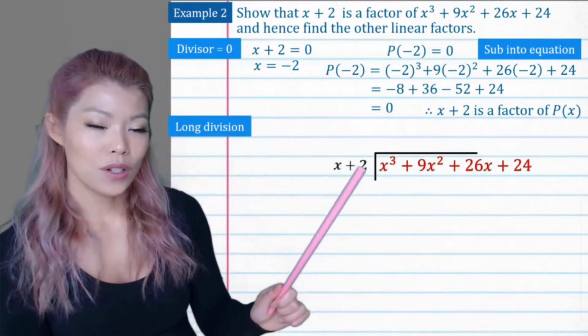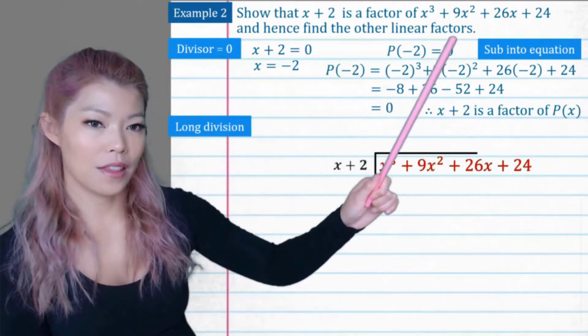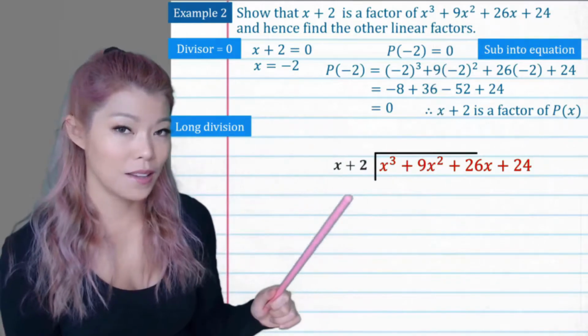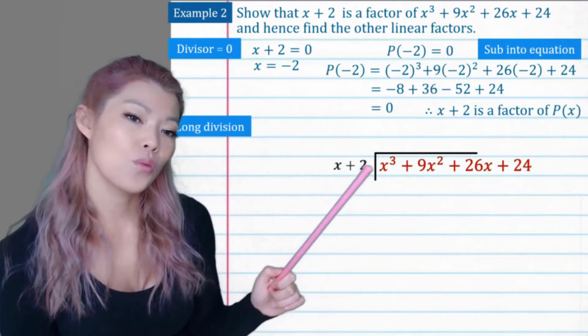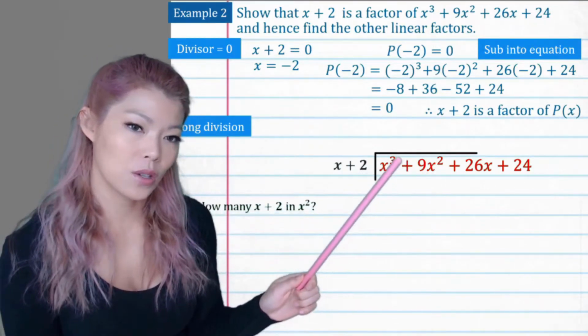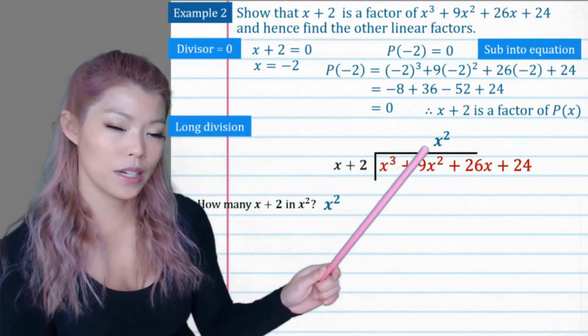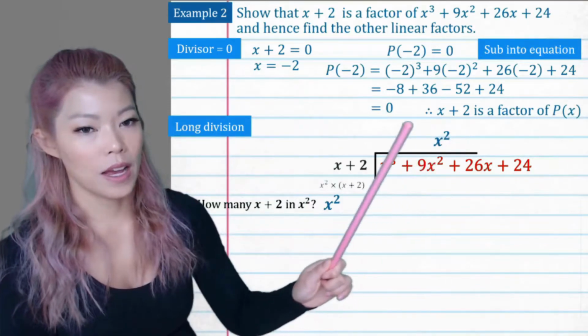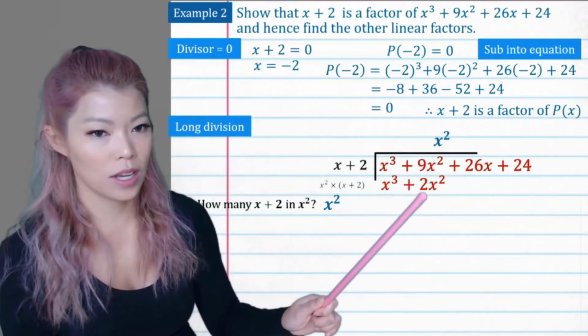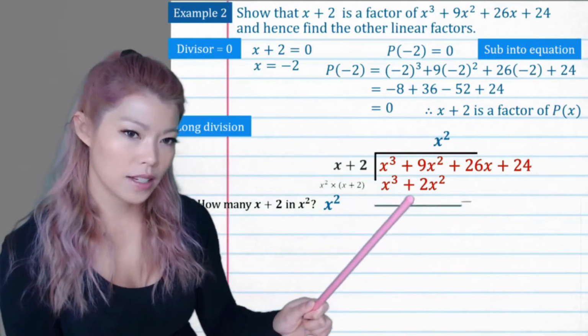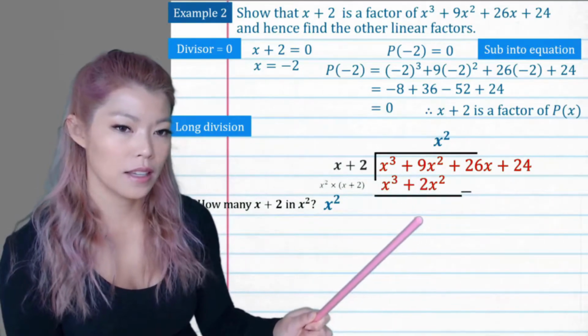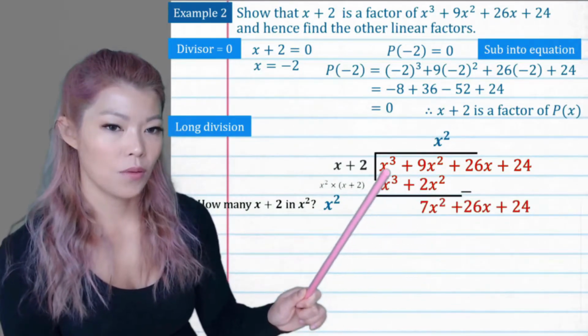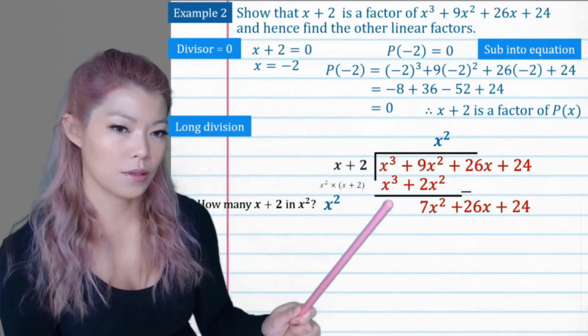We can then do long division to find the other factor, or the quotient. So let's see if you remember this. x into x cubed is x squared, so put in x squared there. Then we multiply. x squared times x is x cubed. x squared times 2 is 2x squared. Then we subtract. 9 minus 2 is 7x squared. I won't bother subtracting this because it just cancels out.